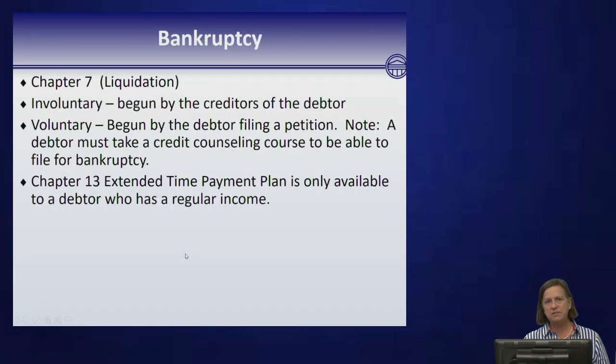Bankruptcy. We talked mostly about Chapter 7 or liquidation. We also looked at involuntary bankruptcy and voluntary bankruptcy and Chapter 13 extended time payment plan. Remember that a Chapter 13 plan is only available to a debtor who has a regular income.